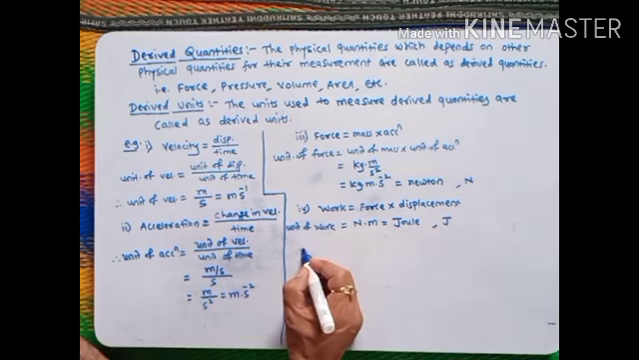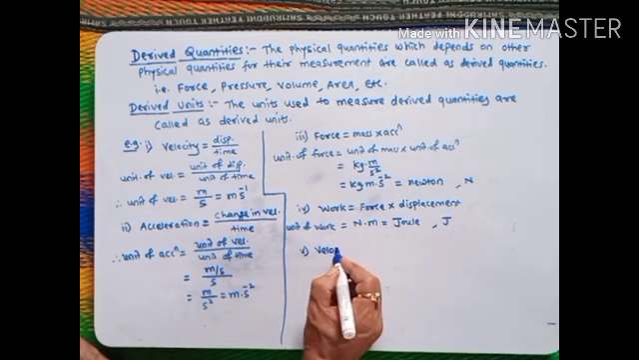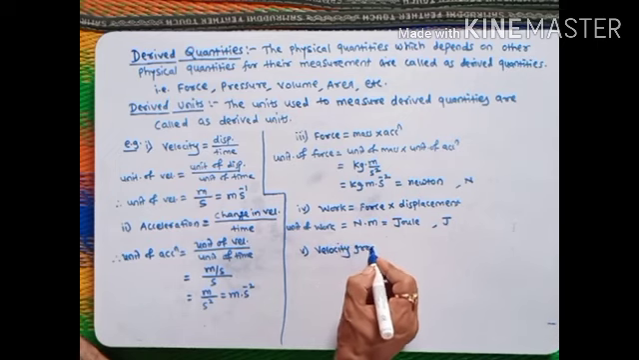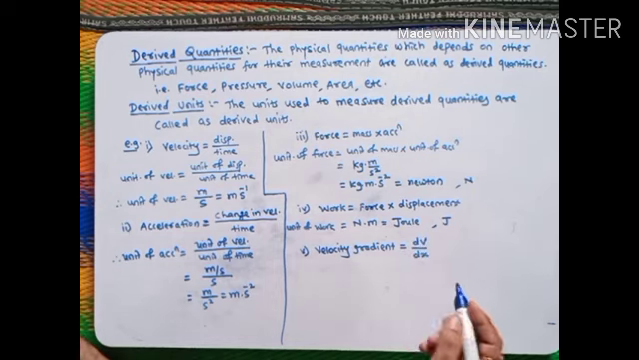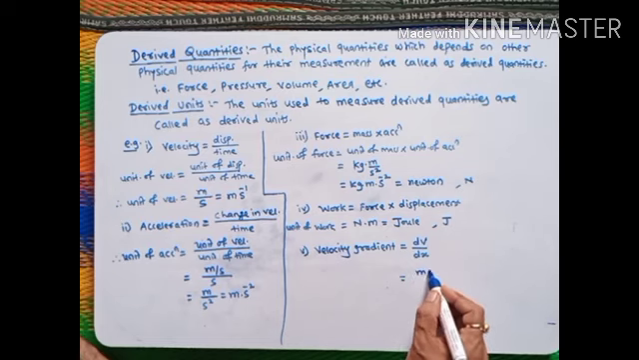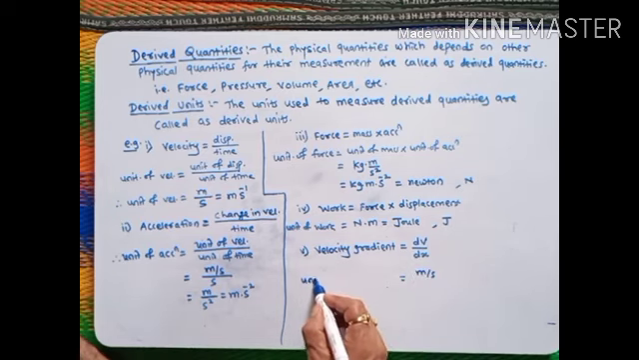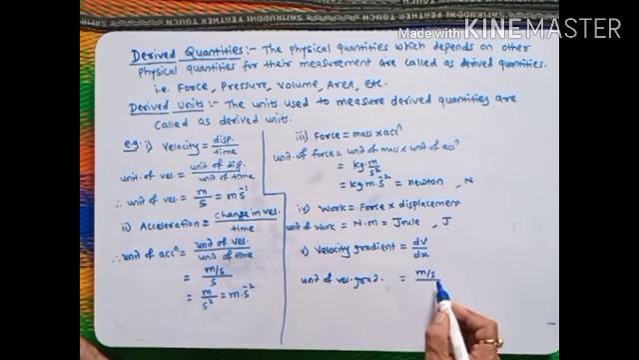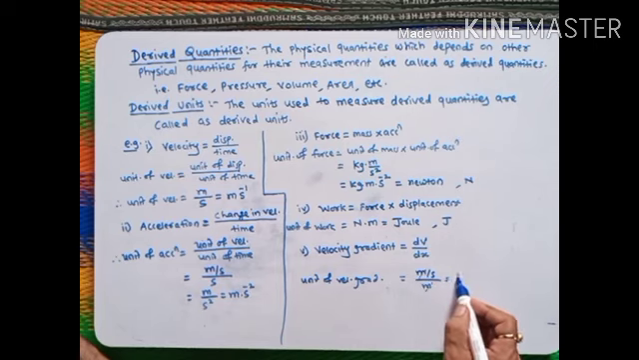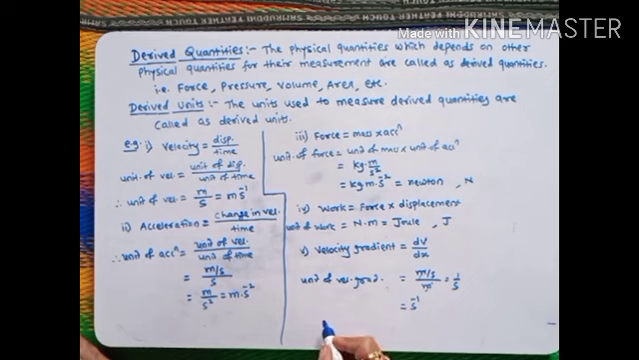Now we consider one more example. Suppose velocity gradient. I will write dv by dx. See here, rate of change of velocity with respect to displacement, change in velocity by displacement. Then velocity is measured in meter per second, and displacement is also in meter. I will write the unit of velocity gradient: meter per second, divided by meter. This meter gets cancelled, which means we get per second, or second raised to minus 1. This is the unit of velocity gradient.